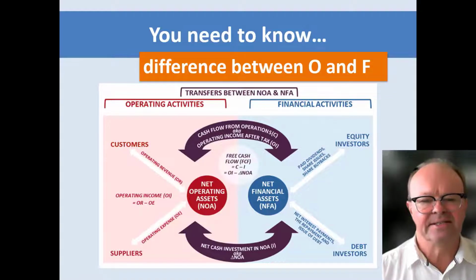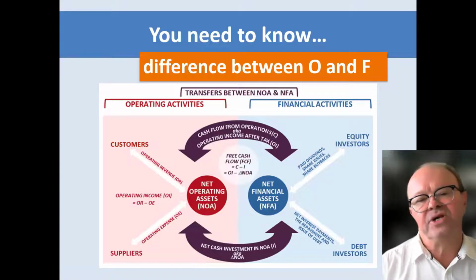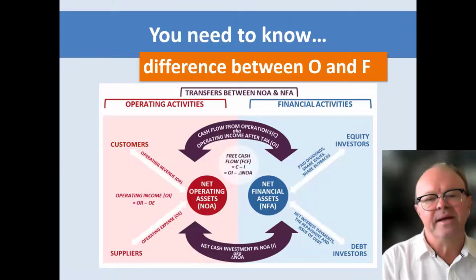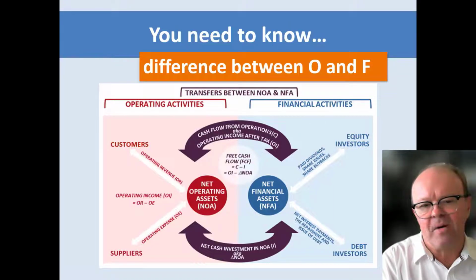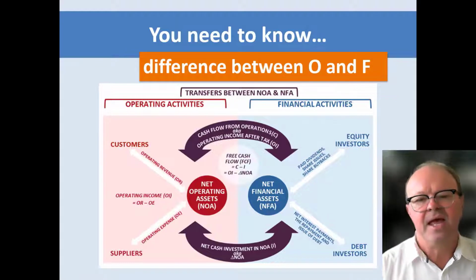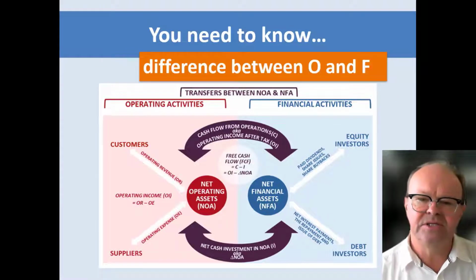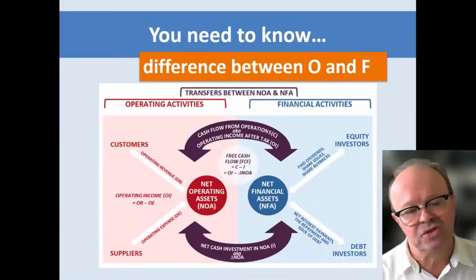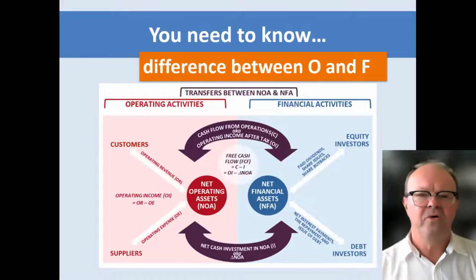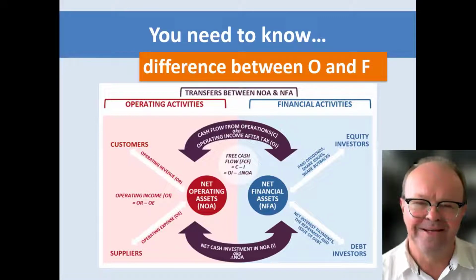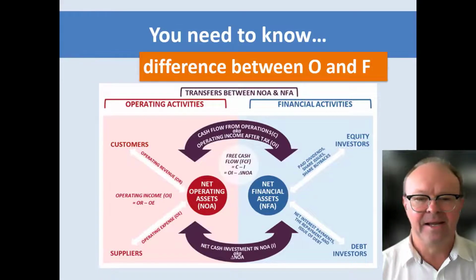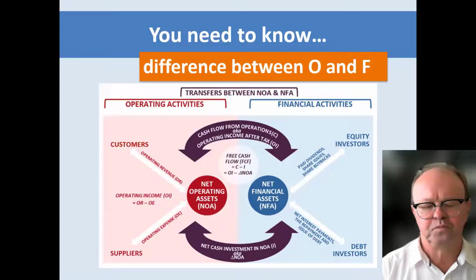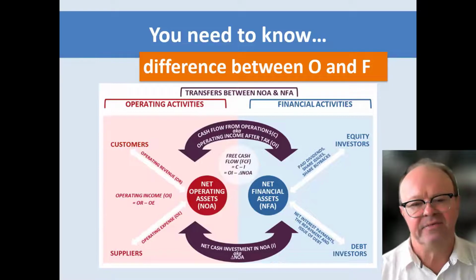Operating income after tax. If your firm is generating cash flow from its operations or it's making positive operating income after tax, there'll be transfers from the operating activities to the financial activities. If it's negative cash flow from operations or negative operating income after tax, there'll be transfers from the financial activities to the operating activities. Ryman Healthcare makes a lot of cash flow from operations. A lot of money, a lot of cash coming out of the business from its customers, less the suppliers. And that goes in the financial activities.